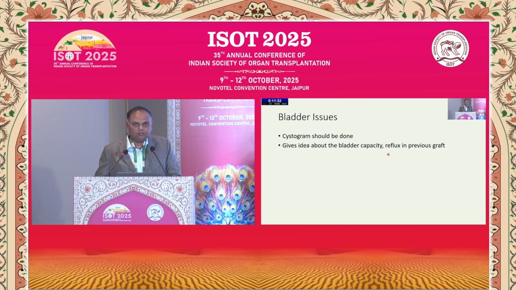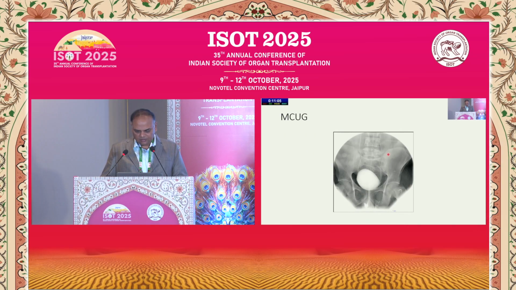The third important thing for the surgeon is to look at the bladder. If you are doing the second transplant, it's relatively okay. But if it is the third transplant, then probably both the sides are used up in the bladder, the anterolateral walls, and that area is stuck. So you have to be careful there. So better to do a cystogram in all these cases. That gives an idea about the bladder capacity and reflux, if at all it is present.